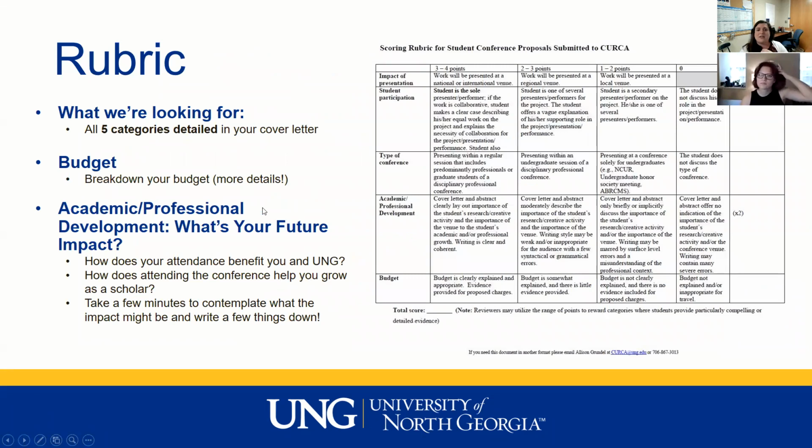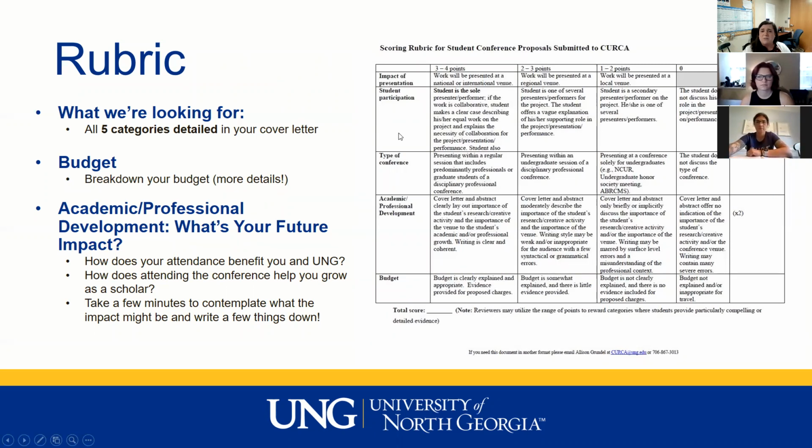Okay, so the rubric, this is what the reviewers will be using. And you can see the 5 categories on the left here of what they'll be reading through your cover letter and judging on. And we want all these 5 categories detailed in and mentioned in your cover letter. And you can notice on the top as well that there's a range of points. So you have flexibility here. So the first category is impact of presentation. So it's judging on whether you're in a state or a regional or an international venue.